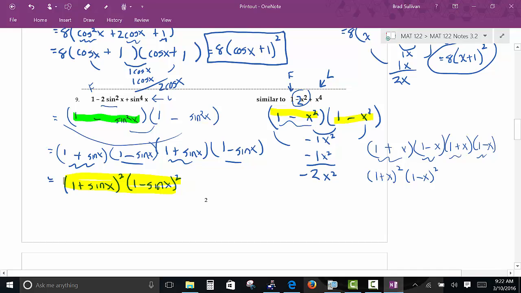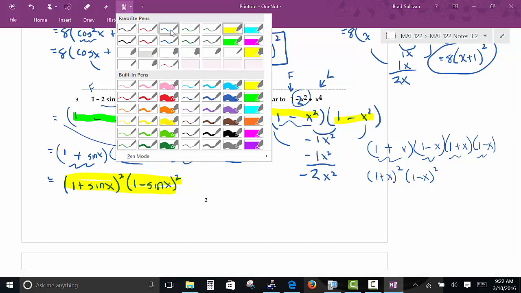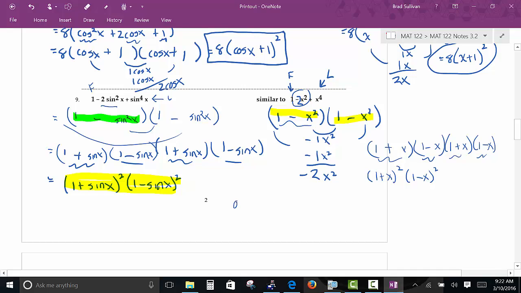But before we go to the next problem, I do want to show you one other thing. Let's go back to this point where we have 1 minus sine squared x times 1 minus sine squared x. Is there an identity that has a sine squared in it? Yeah, let's work with that a little bit. So if you look at the identity, sine squared x plus cosine squared x equals 1, 1 minus sine squared x is in this identity, right? You could move the sine to this side, so you would get cosine squared x equals 1 minus sine squared x.